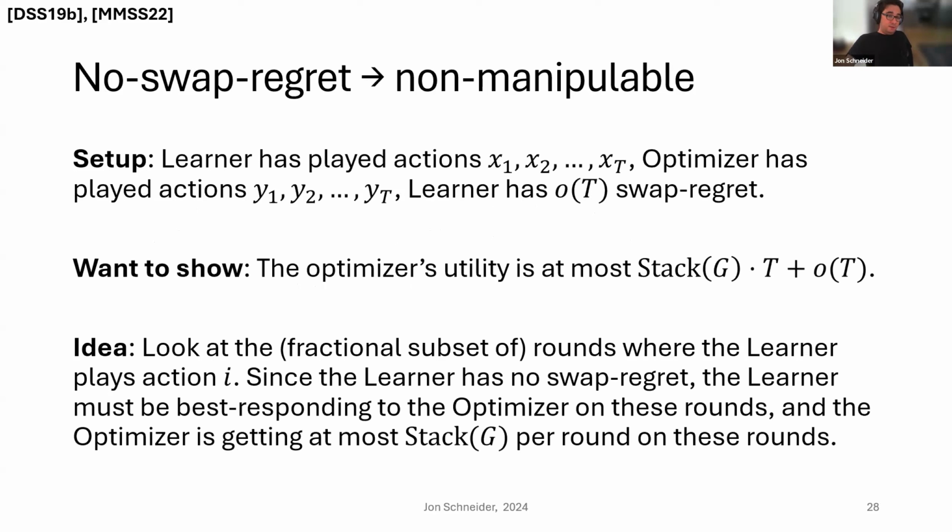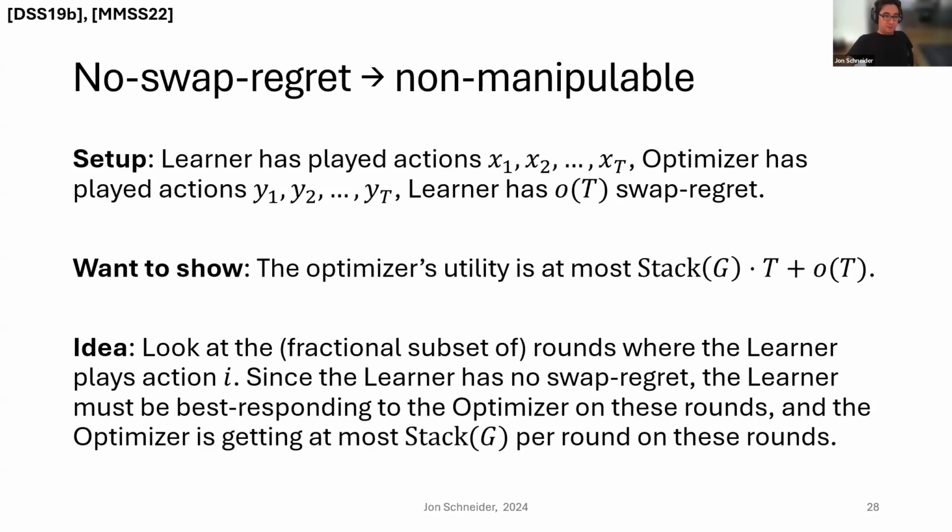So the main idea is we're going to look at the set of rounds where the learner has played a specific action, let's say action I. Since the learner has no swap regret, the learner must be best responding to the optimizer on these rounds, and therefore the optimizer must be getting at most the Stackelberg value per round on these rounds.